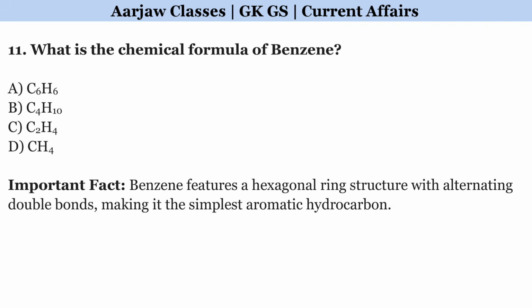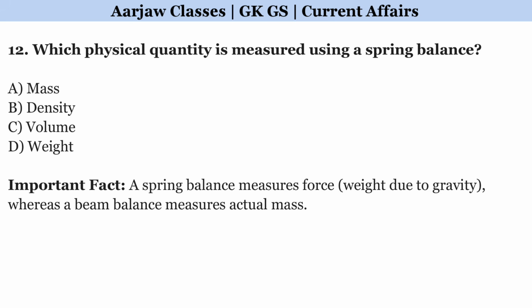What is the chemical formula of benzene? Right option is A. C6H6. Which physical quantity is measured using a spring balance? Correct option is D. Weight.